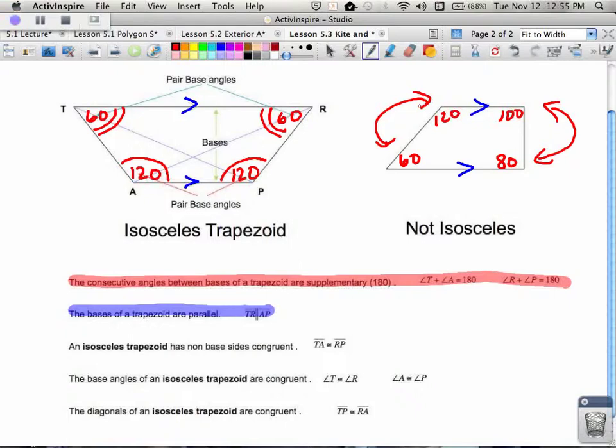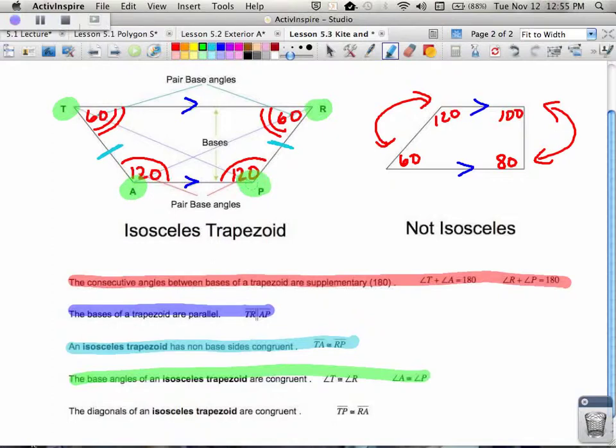In the isosceles trapezoid, in addition to these things, we also notice that the non-base sides are congruent to each other. That means this side on the left, TA, and this side on the right, RP, are congruent. We know that the base angles are congruent. We already talked about that. The base angles would be the fact that angle T and angle R are congruent. So here's T and here's R. And also angle A and angle P are congruent. This is angle A, this is angle P.